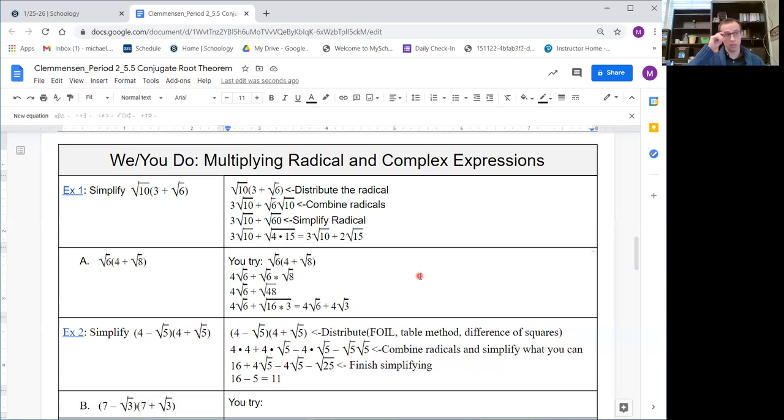Are there any questions on that? Anybody get confused about any of these steps along the way?